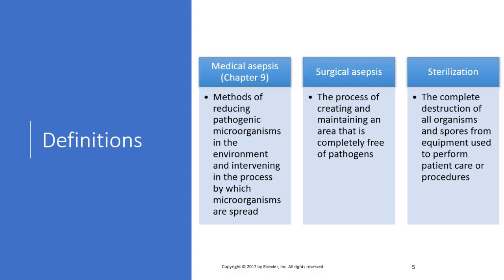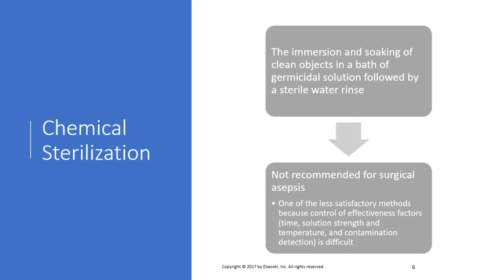So definitions, there's medical asepsis. It's a method of reducing pathogenic microorganisms in the environment and intervening in the process by which microorganisms are spread. Surgical asepsis is the process of creating and maintaining an area that is completely free of pathogens, and sterilization is the complete destruction of all organisms and spores from equipment used to perform patient care and procedures.